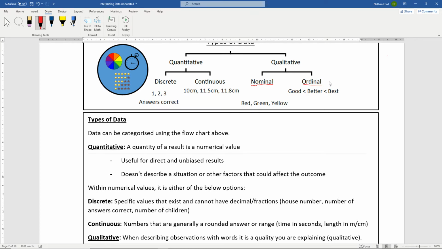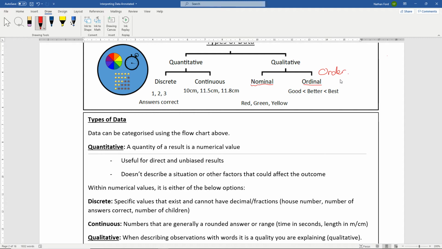Now, ordinal is really, really easy to think about because all we have to think about is it's an order. Can I put it into an order? Now, it does get tricky, and I'm going to talk about this in a moment. But ordinal data is anything I can put into an order.